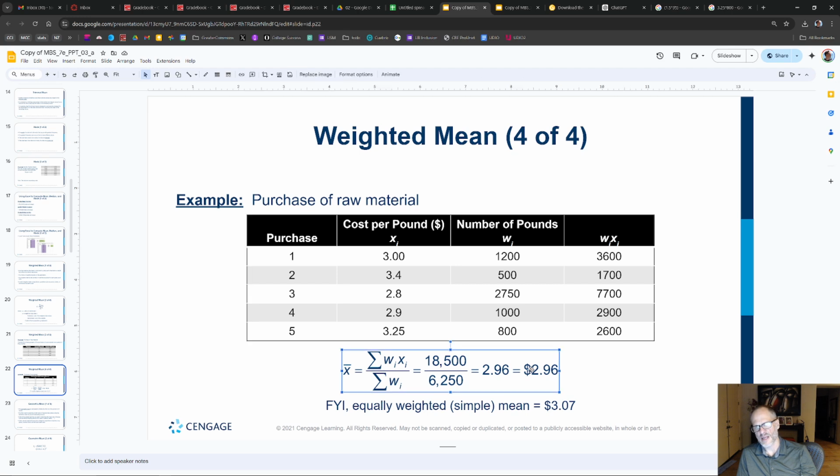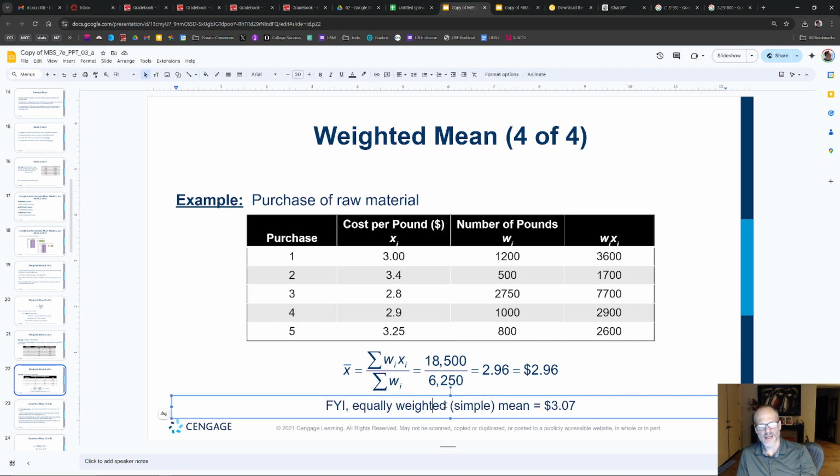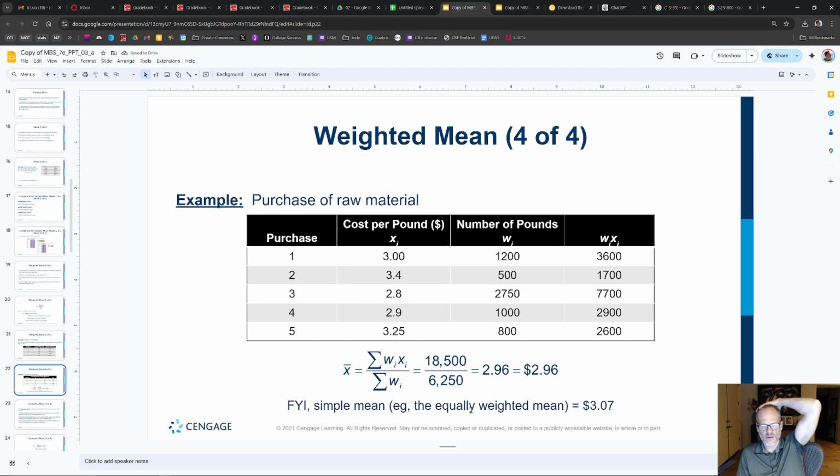So the amount that we paid on average, the weighted mean, is 296, and equally weighted, or just the simple mean, I'll do the equally weighted mean, because that kind of confused me when I read it, is $3.07. So if we didn't weight the mean, or everything was equally weighted, the average here is $3.07.